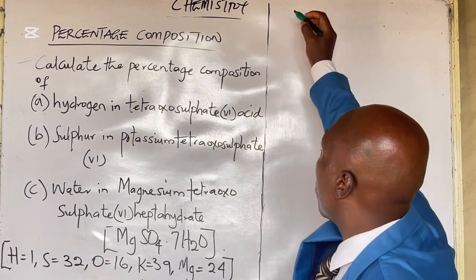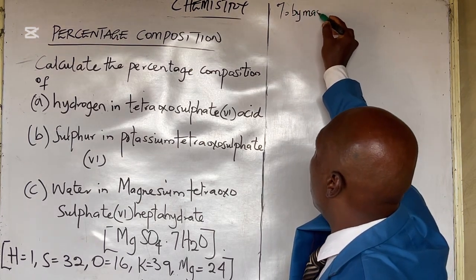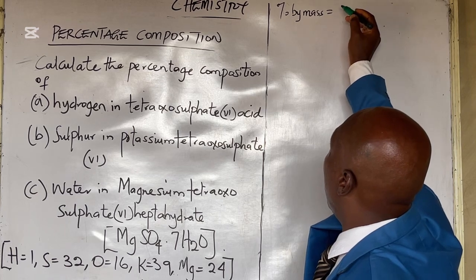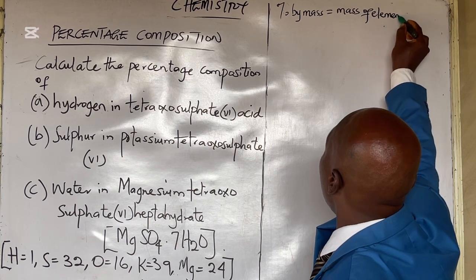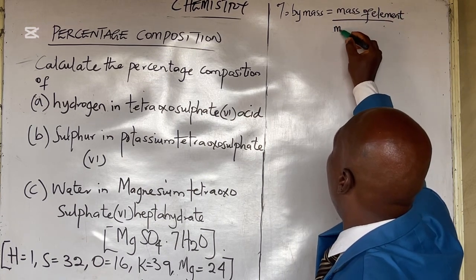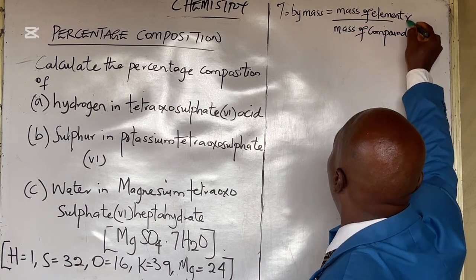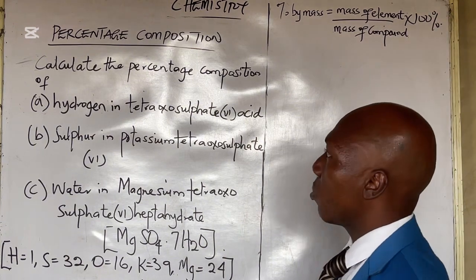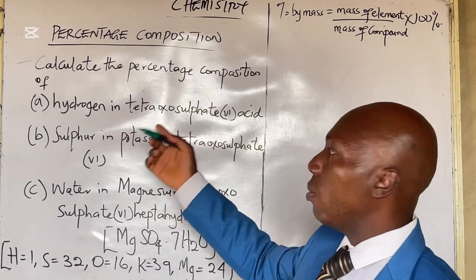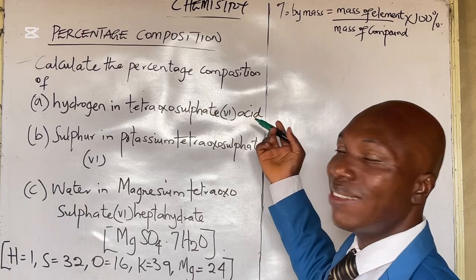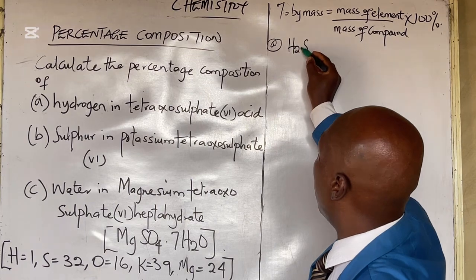So we know that percentage by mass is mass of element over mass of compound, times 100%. Before we can solve this, we need to know the mass of the compound. Look at the first one, hydrogen in tetraoxosulfate 6 acid. Tetraoxosulfate 6 acid is H2SO4.